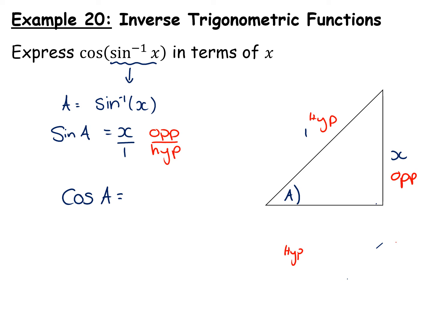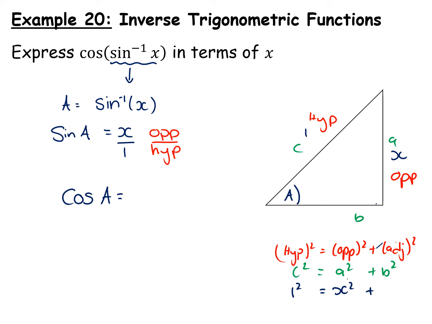So we know using Pythagoras, the hypotenuse squared is equal to the opposite squared plus the adjacent squared. Or if you prefer, CAB, so C squared is equal to A squared plus B squared. Whatever way you want to work it, it'll work out the same. So 1 squared is equal to x squared plus this, which we are going to call the adjacent squared. So the adjacent is going to be the square root of 1 minus x squared. Not very pretty, but this is what we have for the adjacent. So that's this side here.